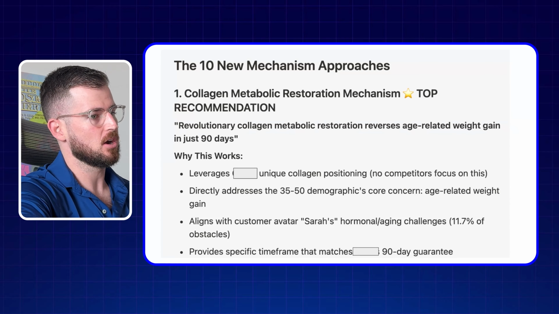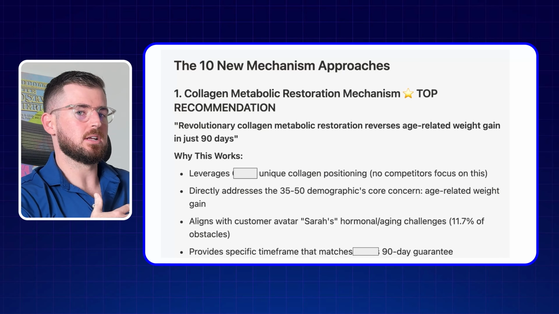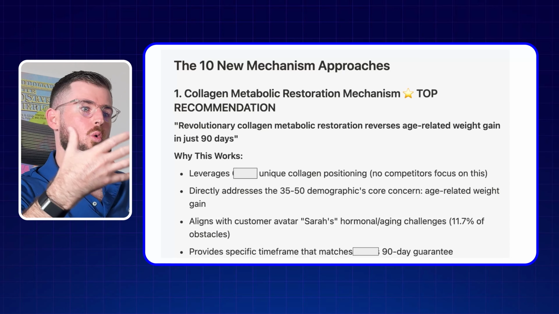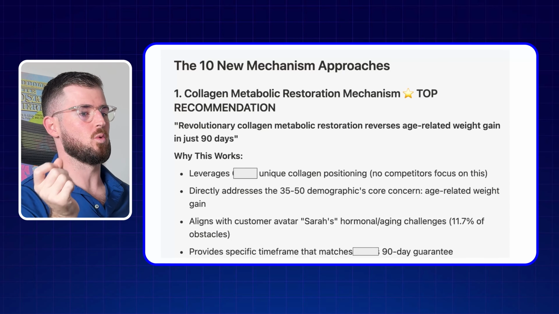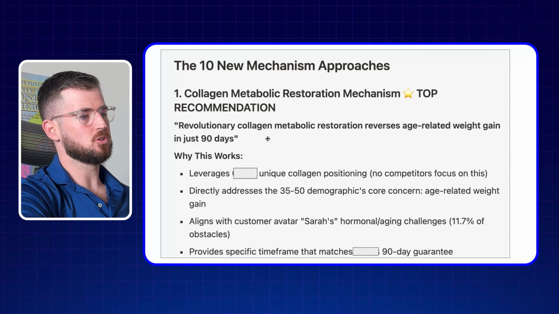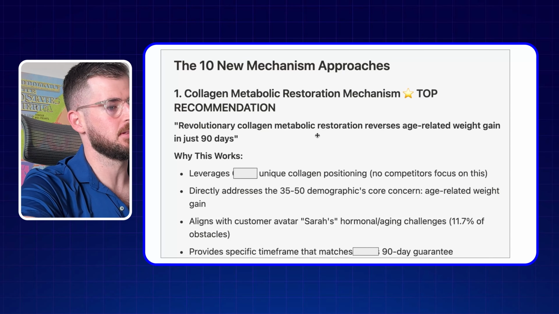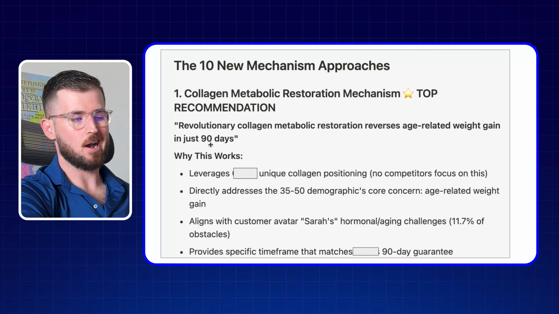And then from here, here's a couple things that we got. Again, I wanted 10 approaches. I like quantity, and then I like to basically go through and pick out the ones I like. So here's the first headline it gave me: "Revolutionary collagen metabolic restoration reverses age-related weight gain in just 90 days." I like that a lot.